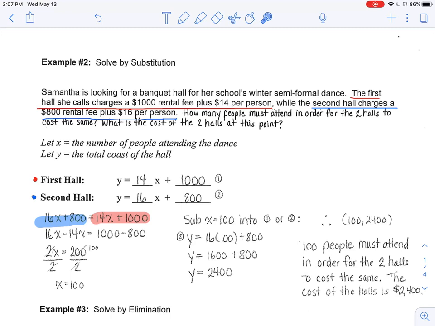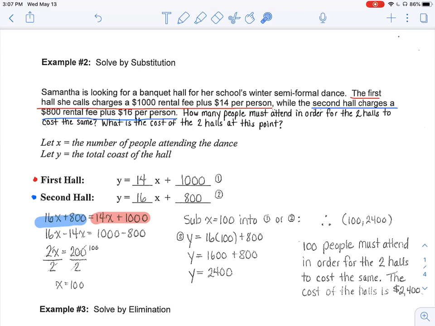So how we solve for the variable of x, well, I bring this 14x over, bring this 800 over, the signs change. We have 16x minus 14x is equal to 1000 minus 800. 2x is equal to 200, divide both by 2, so we have an x value of 100. So that means the number of people is going to be 100 people.